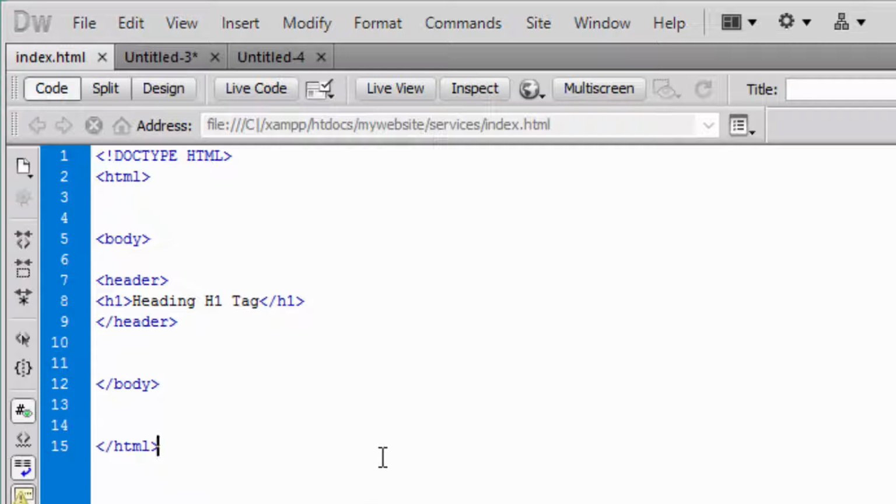So this was our first lesson, and we just learned some of the core concepts that HTML is built upon.